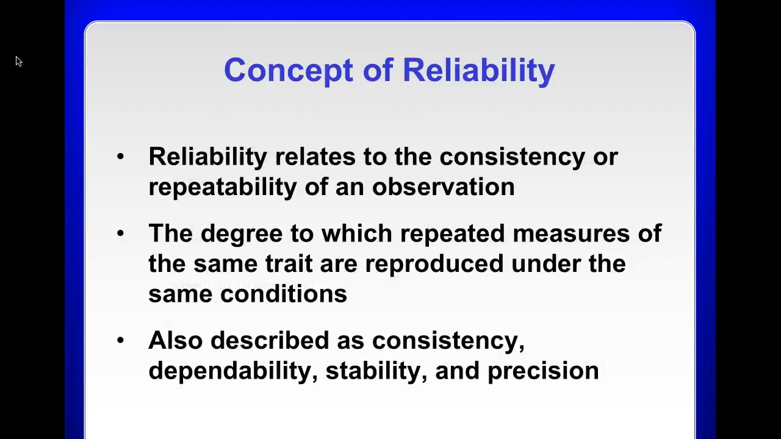The concept of reliability relates to the consistency or repeatability of an observation, to which repeated measures of the same trait are reproduced under the same conditions. It's also described as consistency, dependability, stability, and precision. There are a bunch of different types of reliability, but the greatest thing we could do is take the test, whatever you pick, and replicate that over and over again under the same conditions.